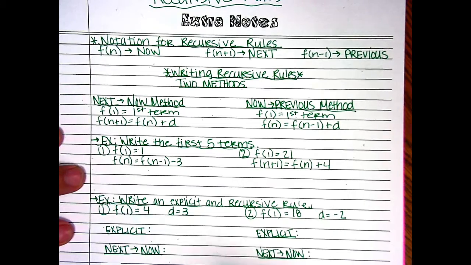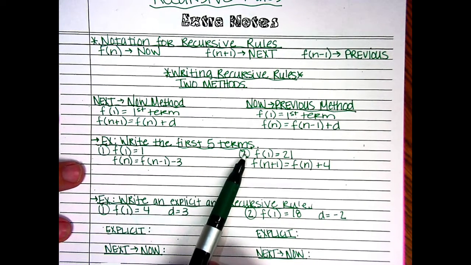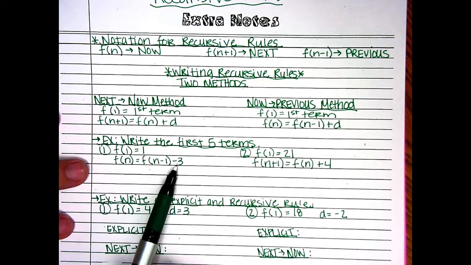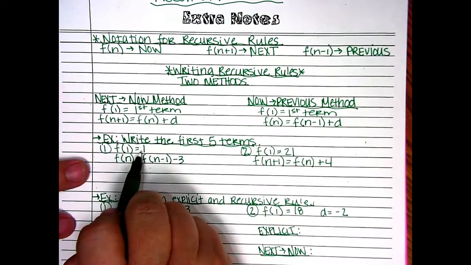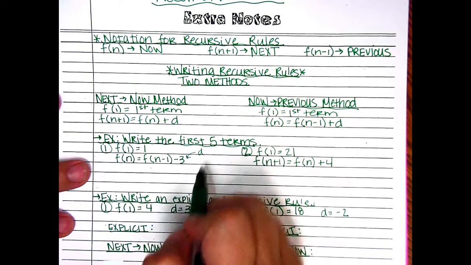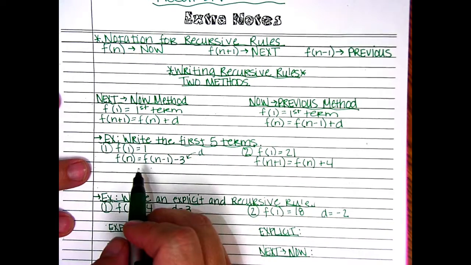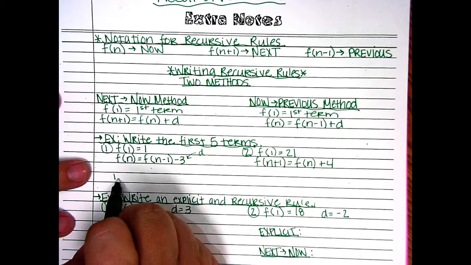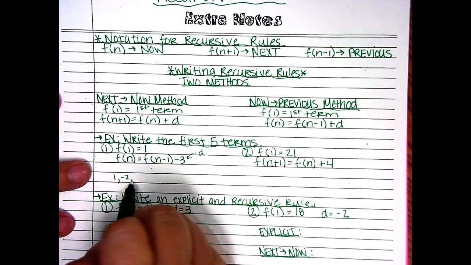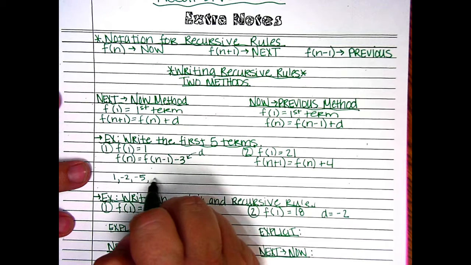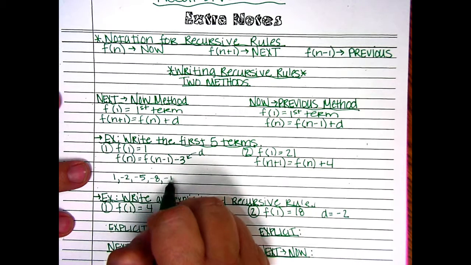Okay, some examples. It says write the first 5 terms. So we have given f of 1 equals 1, and f of n equals f of n minus 1 minus 3. 1 is the first term, and negative 3 is the common difference. So we can use that common difference to list the first 5 terms as 1, negative 2, negative 5, negative 8, and negative 11.